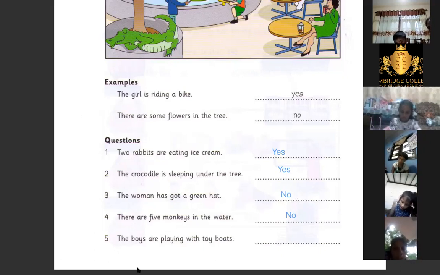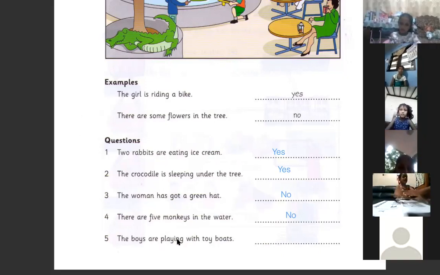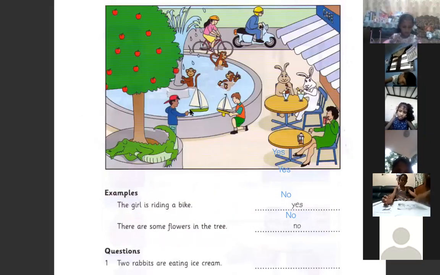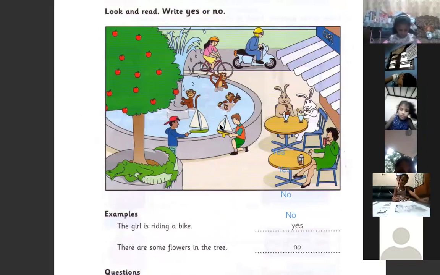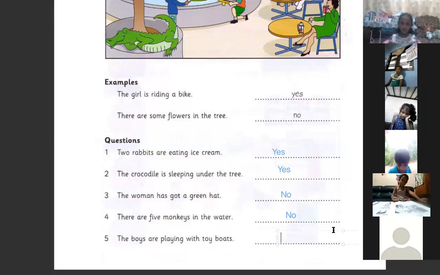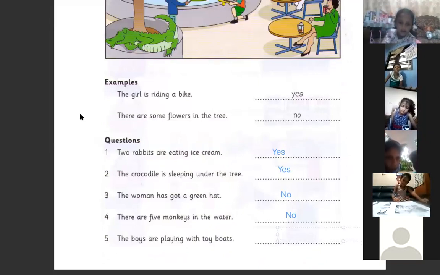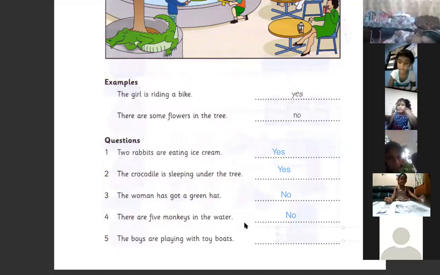Last question. The boys are playing with toy balls. Yes or no? Are they playing with toy balls? Yes. Now you want to write the word yes. The answer should be yes.